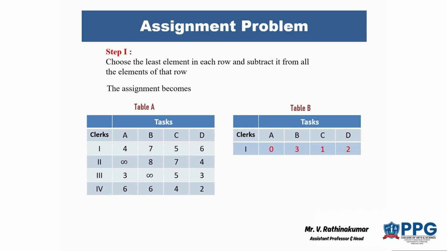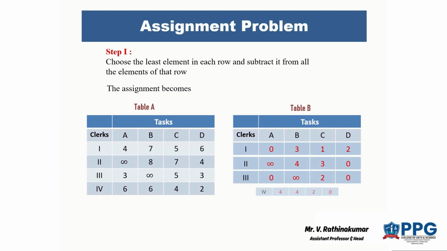In the second row, again 4 is the minimum. Then the entries are infinity, 4, 3, 0. In the third row, 3 is the minimum. Then the entries are 0, infinity, 2, 0. In the fourth row, 2 is the minimum. Then the entries are 4, 4, 2, 0. So after the completion of step 1, we will move on to step 2.